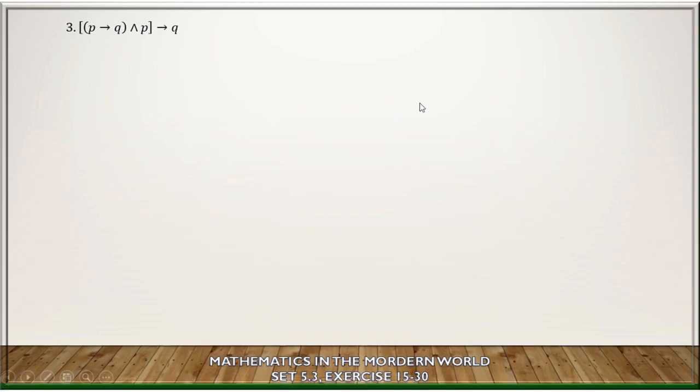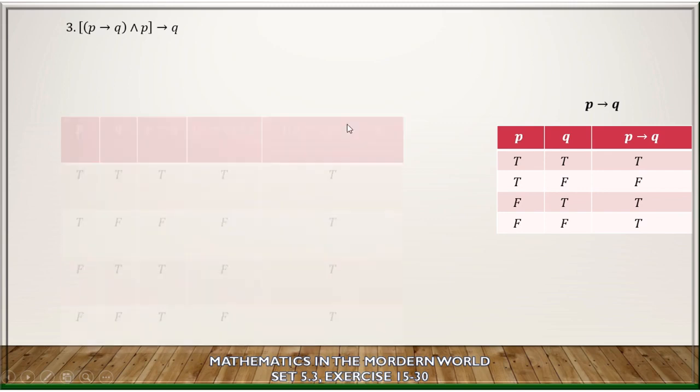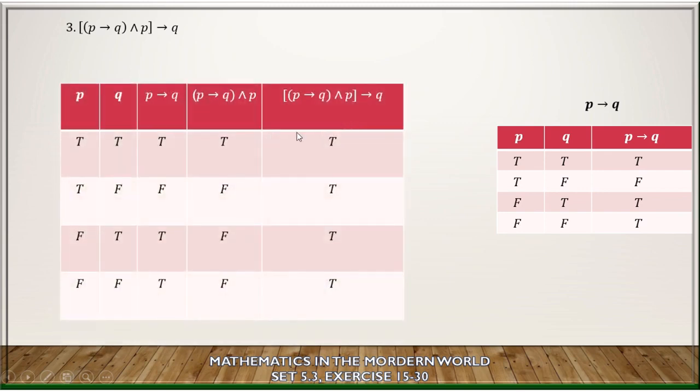And for number 3, the conditional of the conjunction of if P then Q and P then Q. We'll be using the truth table of the conditional of P then Q. So the same, we have the value of P and we have the value of Q. That's the same with other examples. And the conditional of if P then Q is also the same. We just put true, false, true, true.